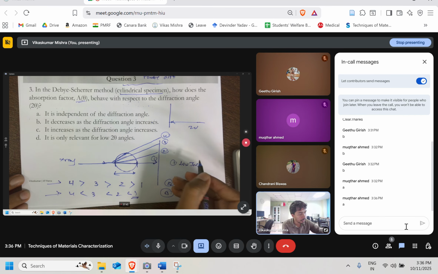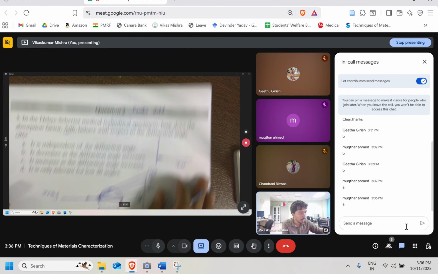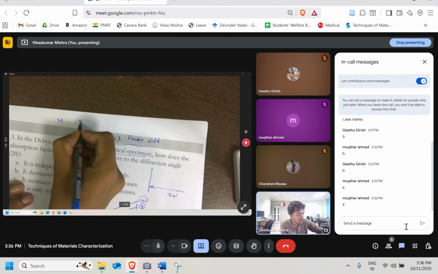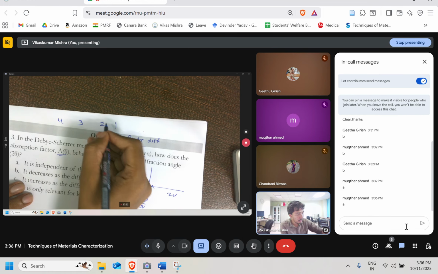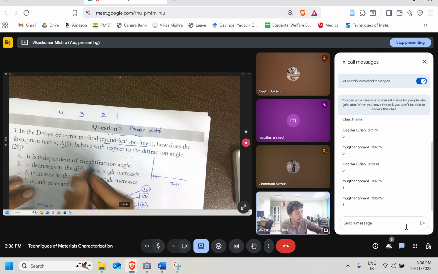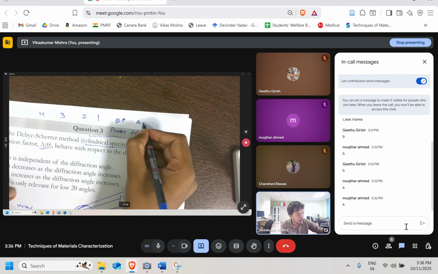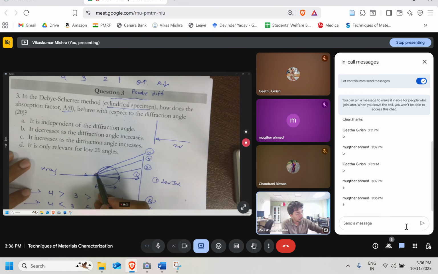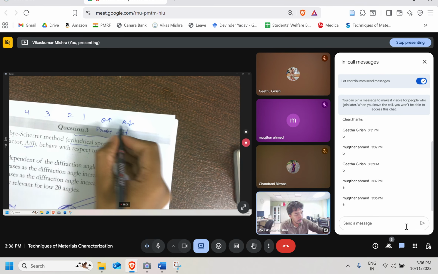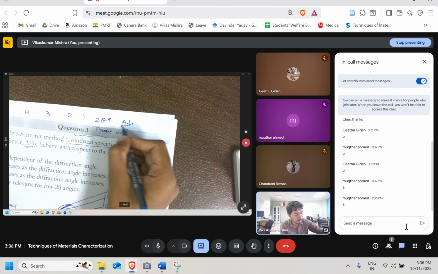In case 2, the intensity will be even. Okay. So what we can say is that in the 4, 3, 2, 1 case, as we keep on increasing the theta, our absorption keeps on decreasing. Less absorption is for this particular angle, more is for this. Okay. So as the 2 theta is increasing, or theta is increasing, absorption is decreasing.